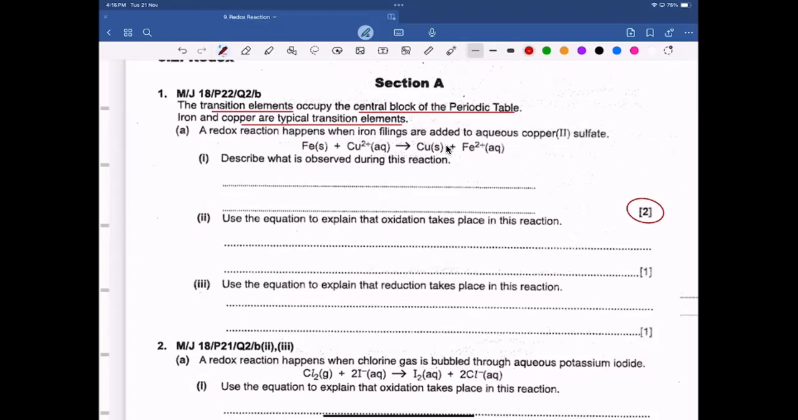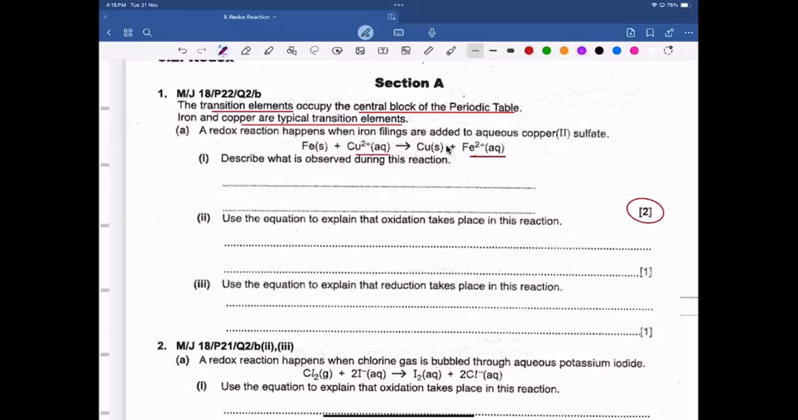We write the colors of copper and iron 2+. They have asked you for observation. Observation means what you will see when you are performing the reaction. You are not going to see the reduction and the oxidation, you are going to see the color changes. Initially, what is the color of aqueous copper? Blue. And then the solution turns pale green, because aqueous Fe2+ is pale green.